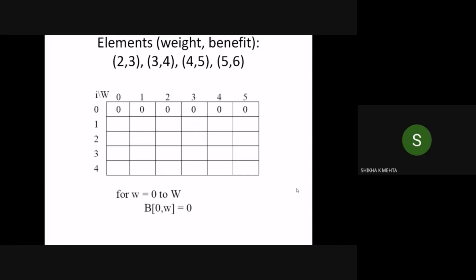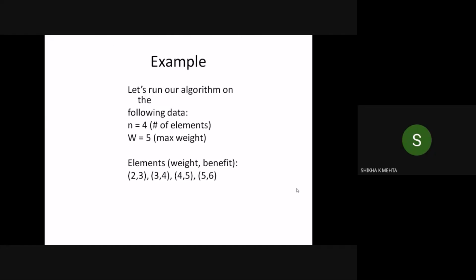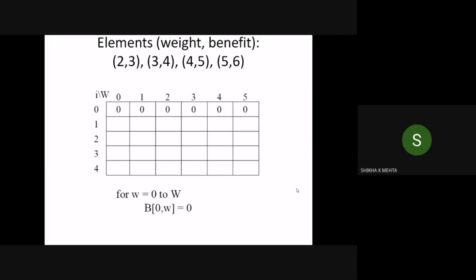As we have done in the algorithm, we have created a 2D array. The rows represent the items, and the columns represent the weights, that is 0, 1, 2, 3 up to 5, where 5 was the maximum capacity W of the knapsack. The number of items is 4, shown here from 0 to 4.